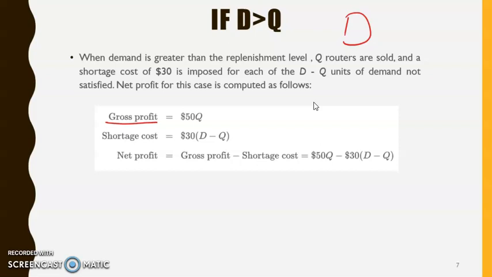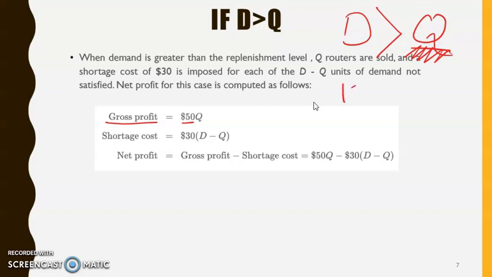The gross profit would be the total sale that you have. You have Q as the inventory level and D as the demand. Demand is greater, so you just sell Q, and on each router you make 50, so the gross profit that you have is 50 times Q. Completely common sense. And again, as I told you, there is zero holding cost.